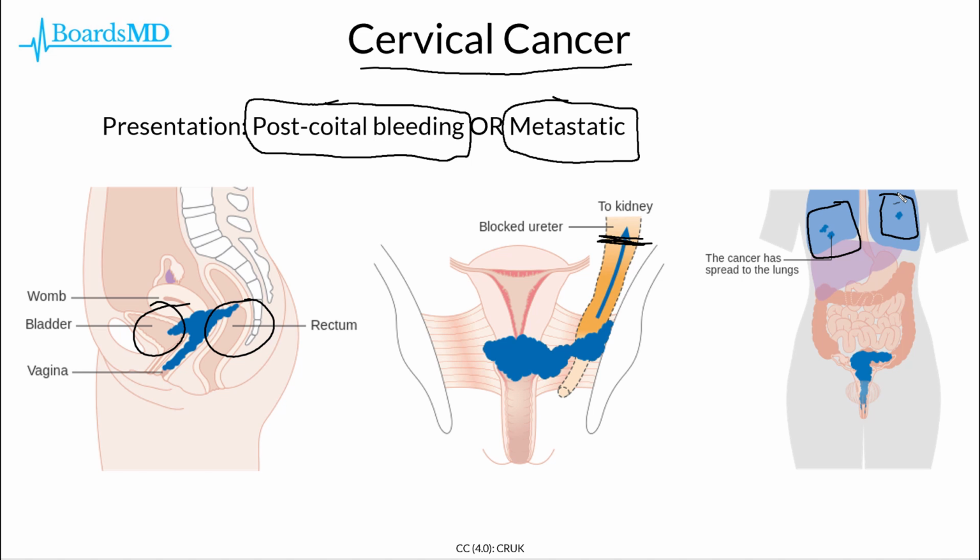Therefore, if we have a board vignette in which a patient presents with postcoital bleeding, or who has any of these different presentations of potential metastasis, particularly in a patient with some of the risk factors for cervical cancer, including having HPV, as well as a smoking history or a history of immunodeficiency, then in these patients we should have a very high index of suspicion that this patient may indeed have a case of cervical cancer.